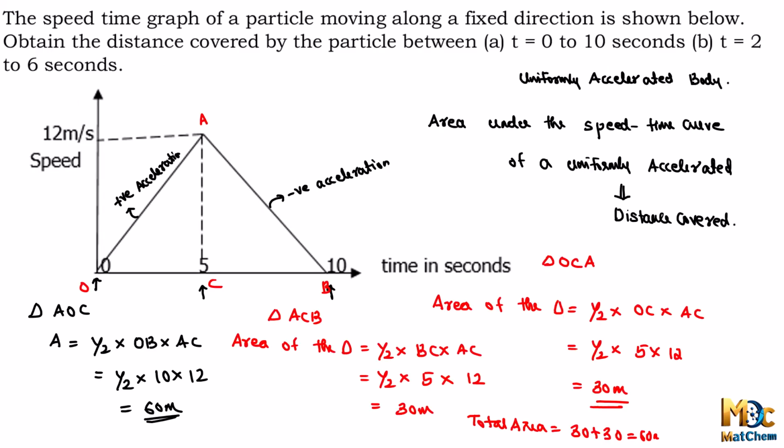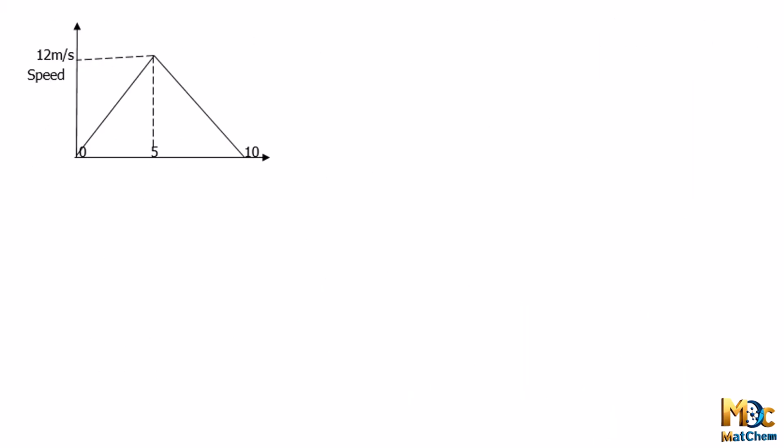So what about the second part? We need to calculate from t equal to 2 to t equal to 6 seconds. That is in two different acceleration conditions: t equal to 2 to t equal to 5, and t equal to 5 to t equal to 6.